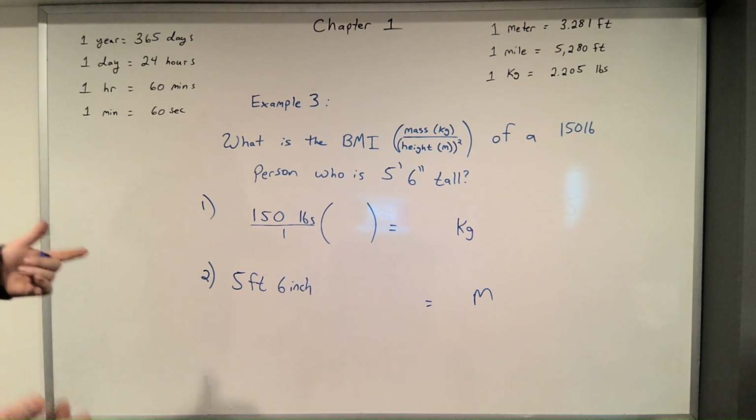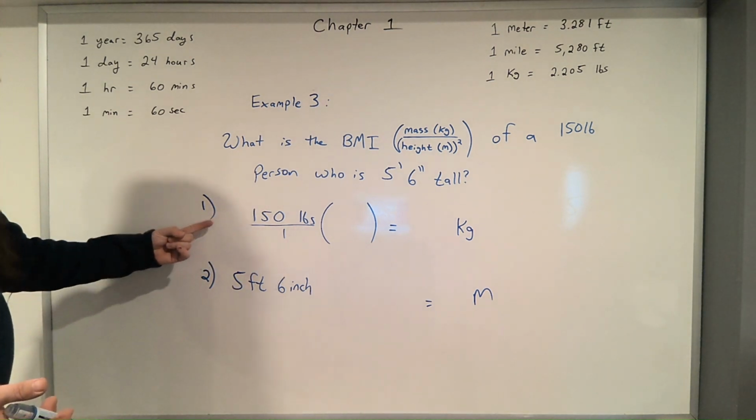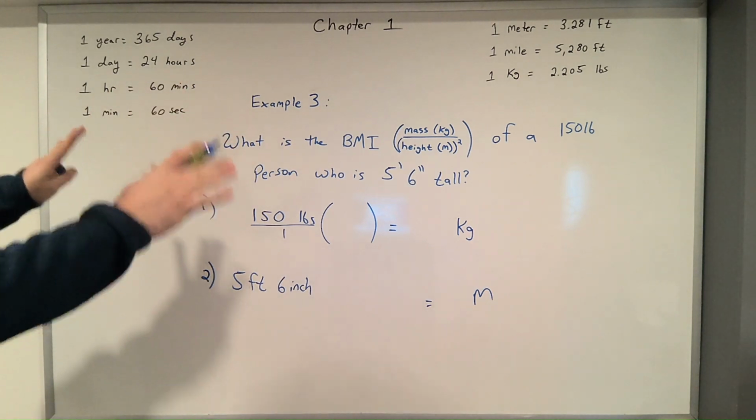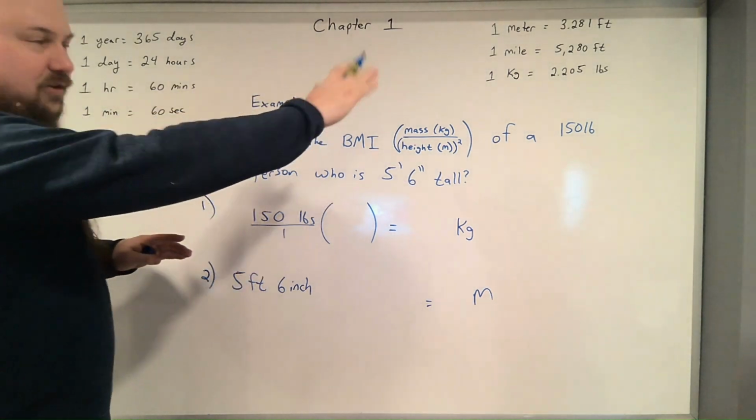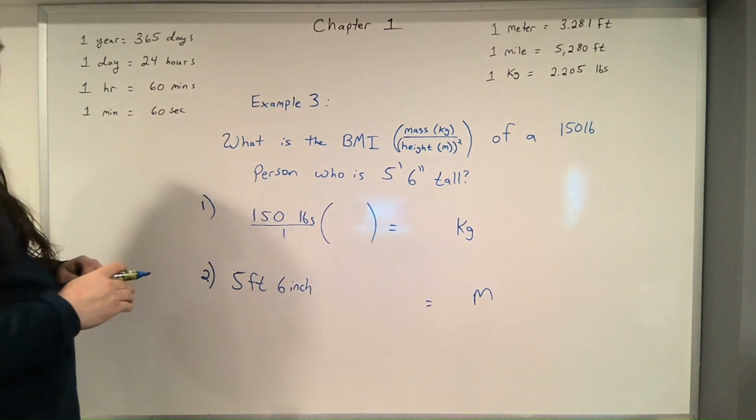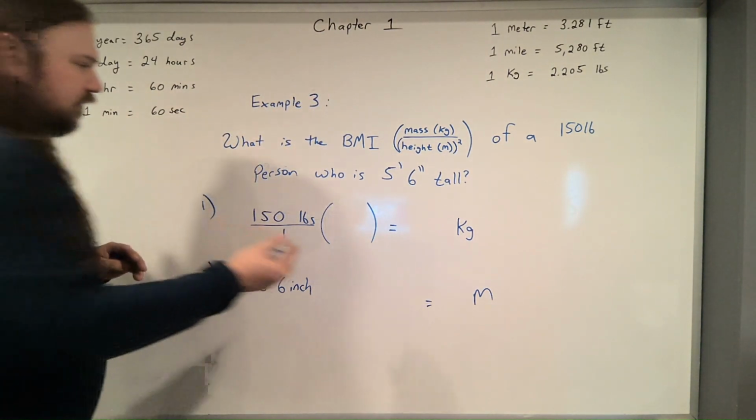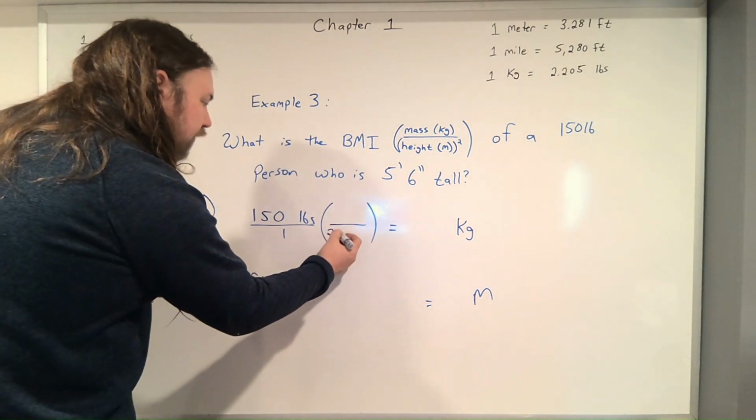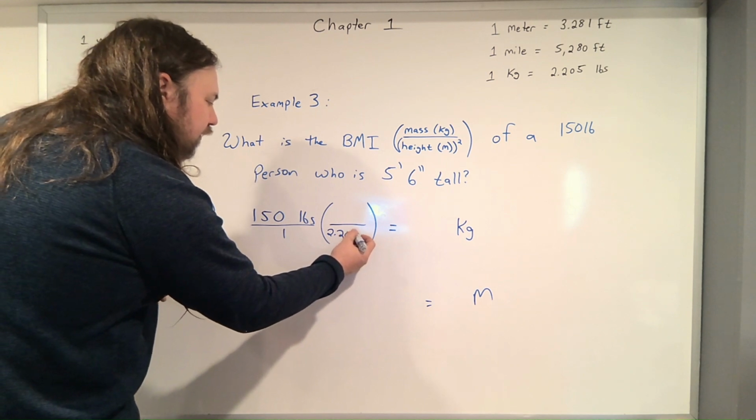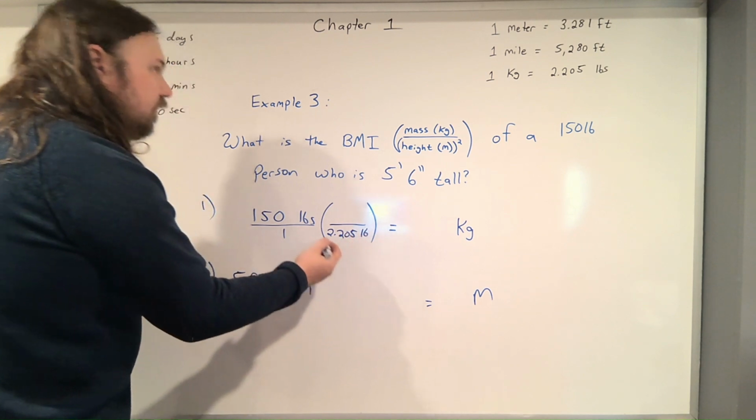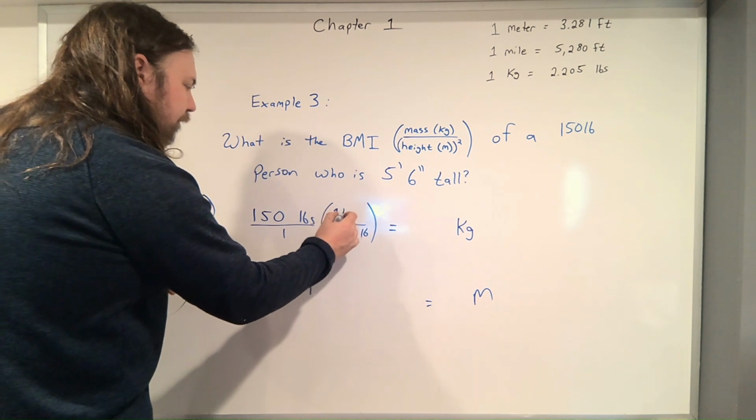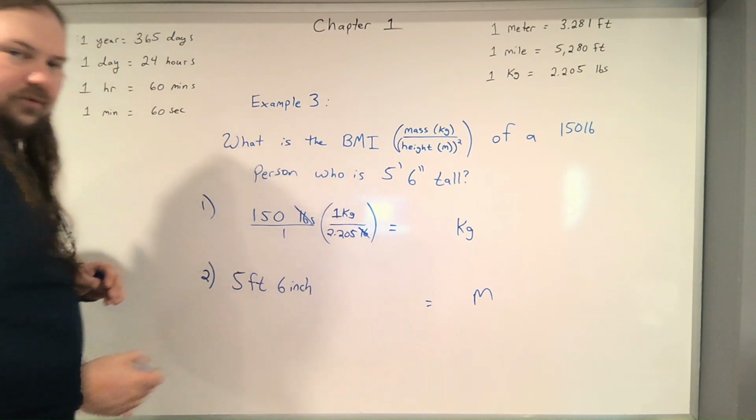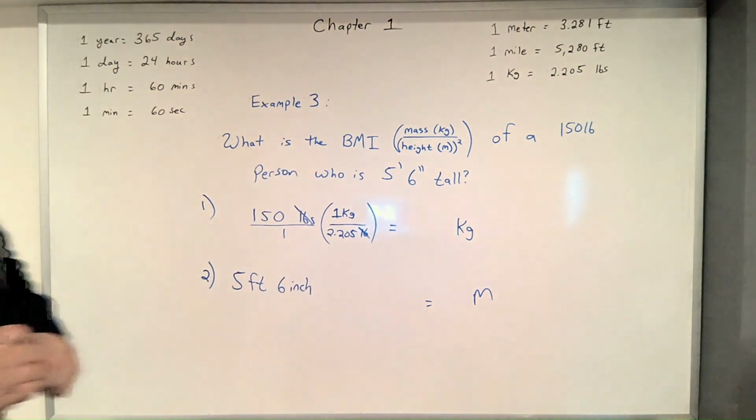Okay, let's tackle the first part of the first problem. We have 150 pounds. I need to get it in kilograms. I go and I search and I say, okay, there's my good conversion units. 1 kilogram is equal to 2.205 pounds. So I want to make sure I have pounds on the bottom: 2.205 pounds, and up top is 1 kilogram. Okay, this is going to get rid of pounds on both sides and just leave us with kilograms.